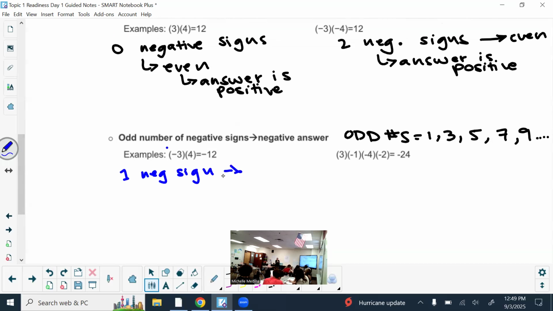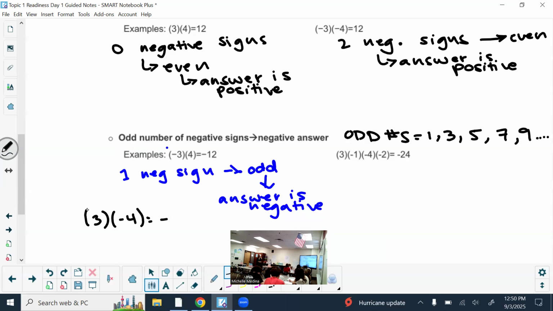Elena, is one even or odd? So when there's an odd amount, the answer is always negative. It doesn't matter what two numbers you're multiplying, you almost ignore the negative for a second. 3 times 4, but since one of them is negative, the answer will also be negative. So what's 3 times negative 4? Still negative 12.